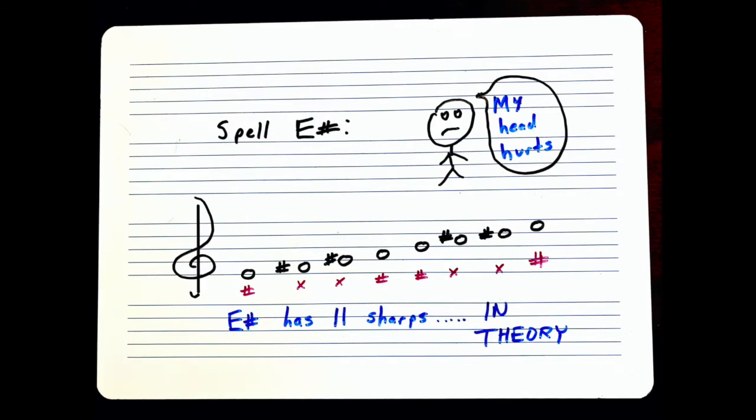But that's not how I would do it, believe it or not. Suppose I ask you to spell E sharp major. I wouldn't do it. I would refuse. I would spell E major instead, and then I would simply add a sharp to everything. So, E major has what? It has 4 sharps in it. So E sharp major, if we add a sharp to every note, that means we are going to have 11 sharps. That is, in theory. In theory. Get it?